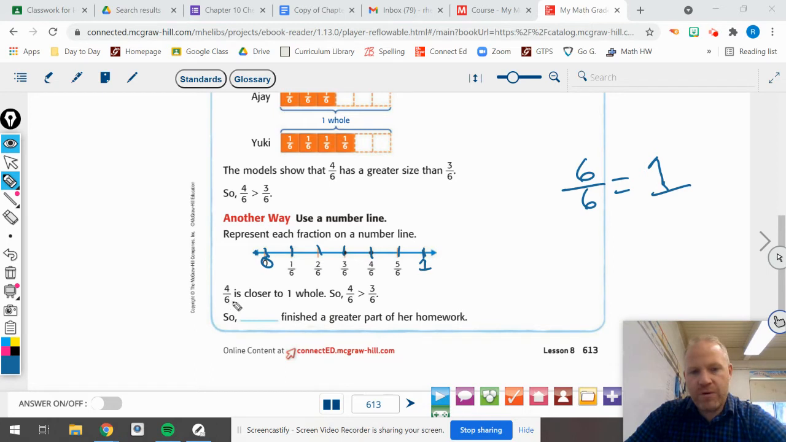So here we have 4/6 is closer to the 1, which means that 4/6 is greater than 3/6 because 4/6 is on the right-hand side and it's bigger. So 4/6 is greater than 3/6. So Yuki finished a greater part of her homework.